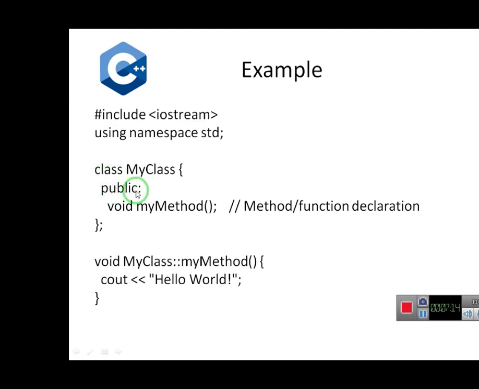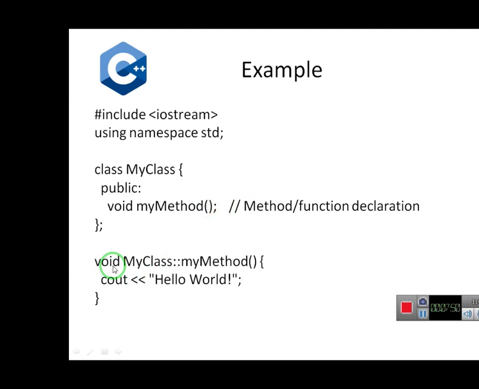We want to make it public, then anyone can access it. There is another access specifier that is private, we will discuss it also later. Now we have a void myMethod. Here we are just declaring it inside the class definition. The class starts from here and ends here, with a semicolon. So we define it inside the class but declare it outside the class.